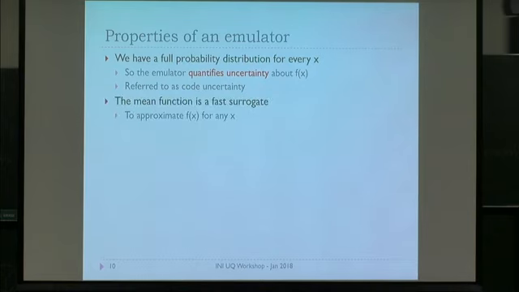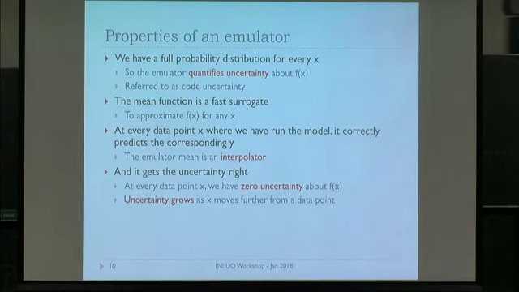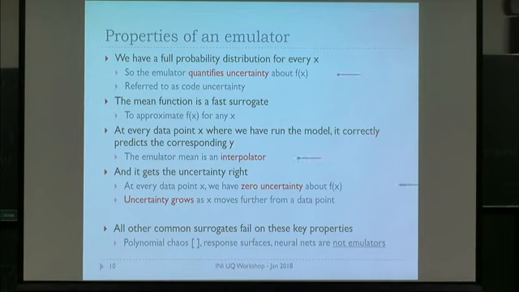The mean function is a fast surrogate. You can approximate f for any x you want to. And at every data point where we've run the model, it correctly predicts the corresponding y. It's a feature which almost every other surrogate does not seem to possess. The emulator mean is an interpolator, and it gets the uncertainty right. It not only interpolates through the points, it says, I know where I am at those points. I have zero uncertainty about the function. So all other common surrogates that I'm aware of fail on all of those key properties.